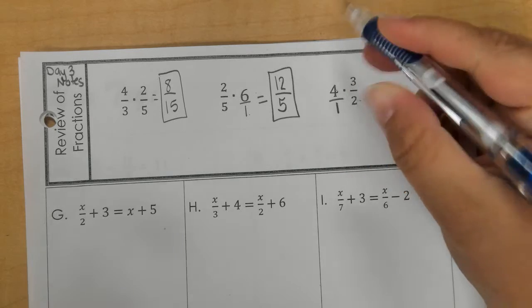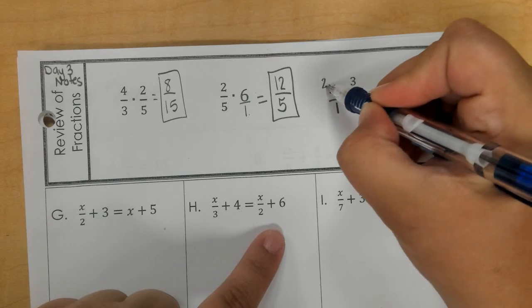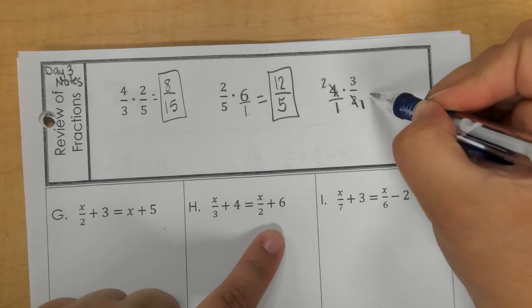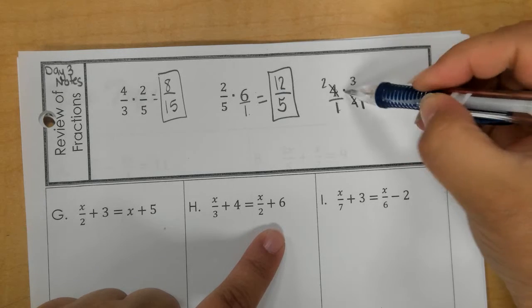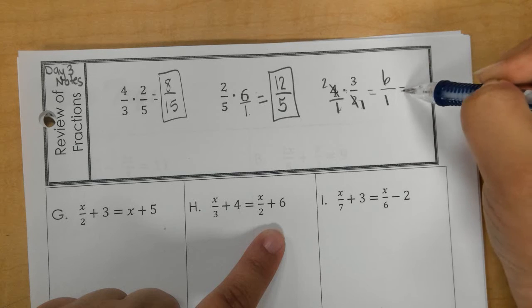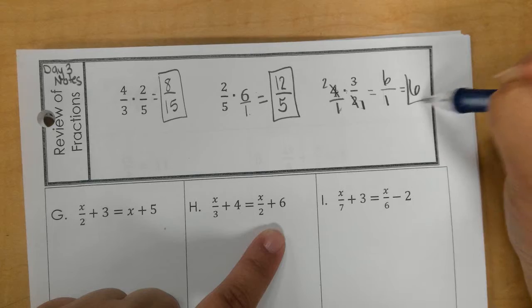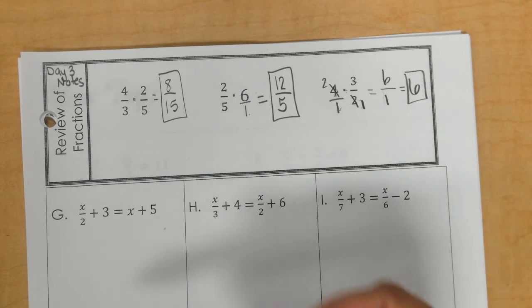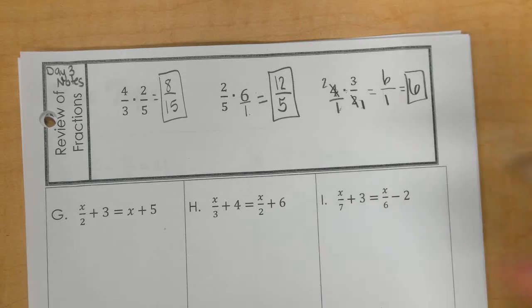4 and 2 can reduce, so 4 divided by 2 is 2, and 2 divided by 2 is 1. 3 and 1 cannot, so we just leave it the way it is. So 2 times 3 is 6, 1 times 1 is 1, and that divides to be 6. So I bring this up because it's going to help us with solving these parts down here.